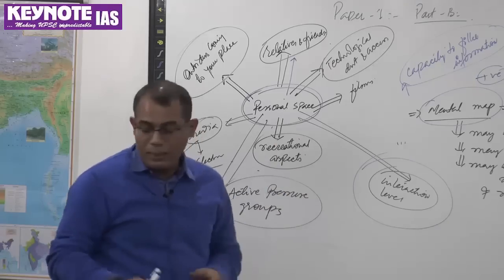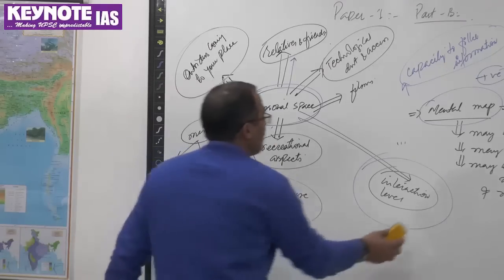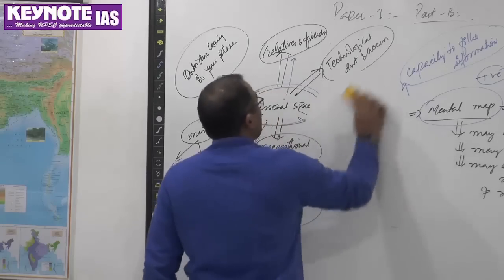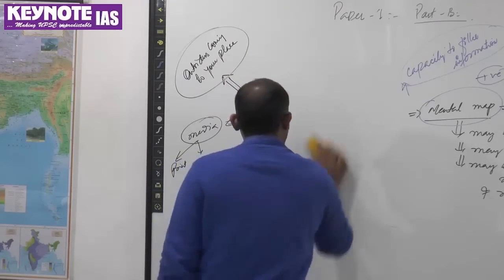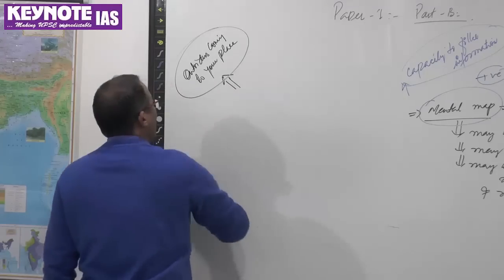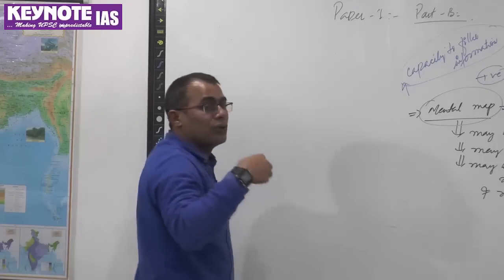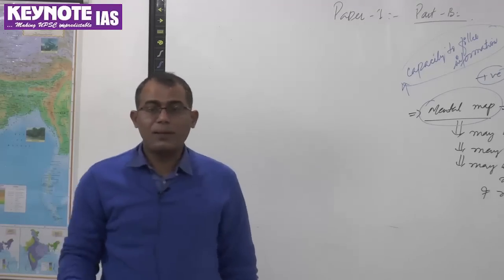So that mental map affects a lot the environmental perception and man-environment relationship, and that mental map is generally created nowadays very often to serve the geopolitical interest of a particular force.